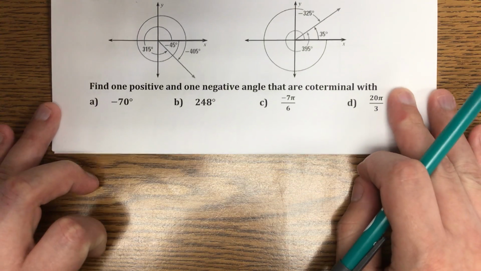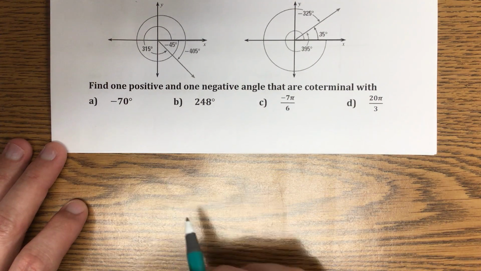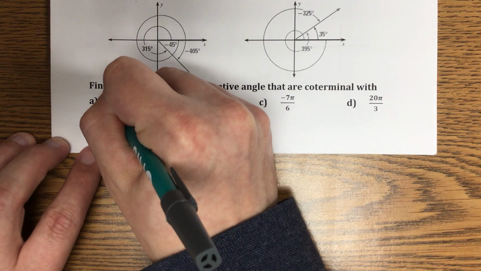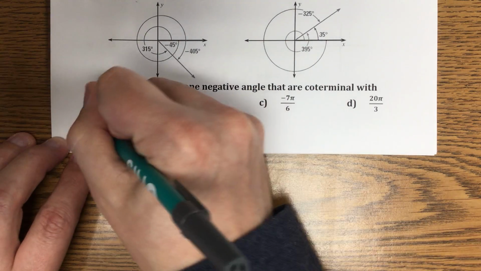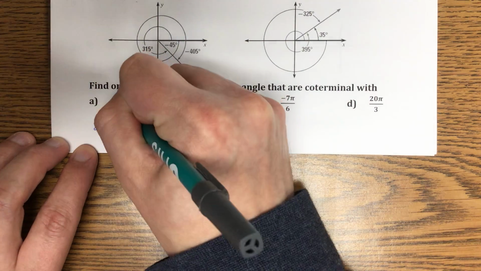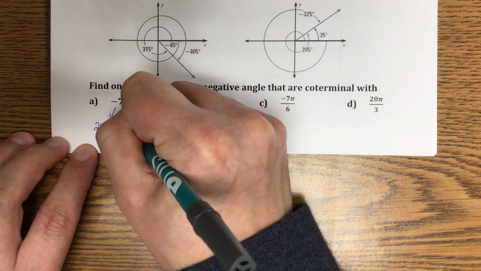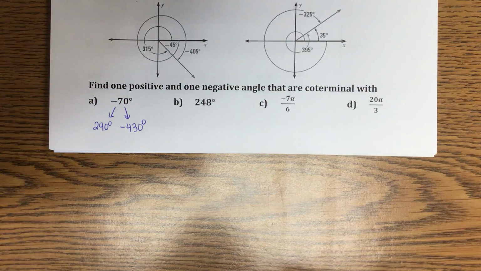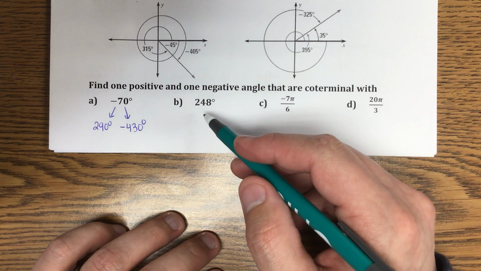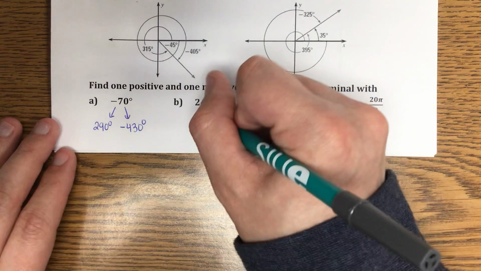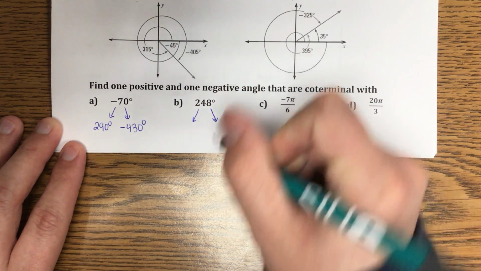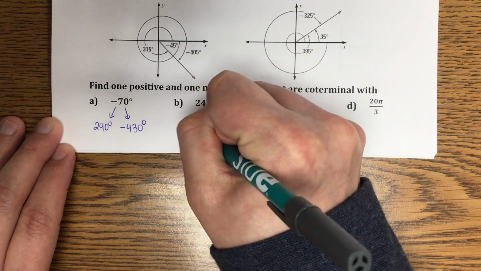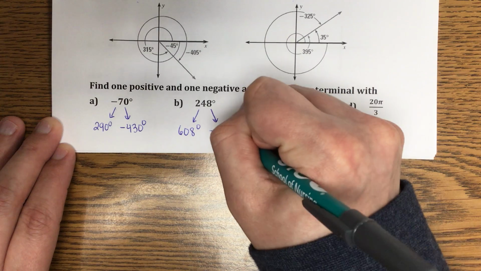So down here, part A, you can kind of imagine if I have an angle that is negative 70 degrees, I could add 360, and that would give me 290 degrees, or I could subtract 360, and that would give me negative 430 degrees. It follows this first question quite a bit. 248, that's in between 0 and 360, so it's going to be the exact same thing. You are going to either add 360, or you're going to subtract 360.